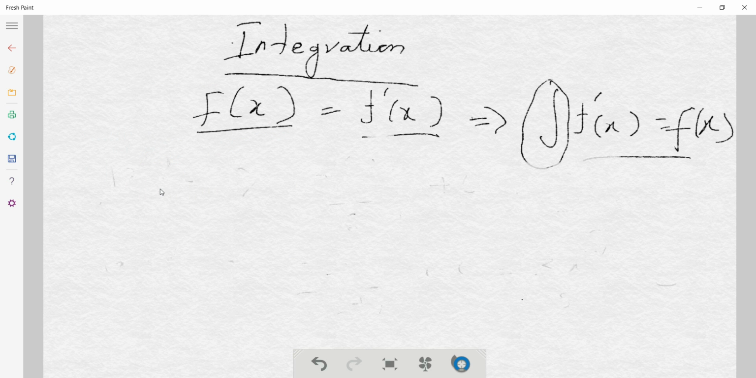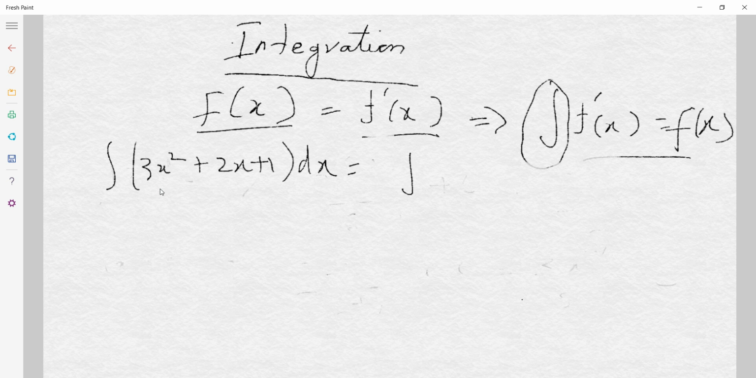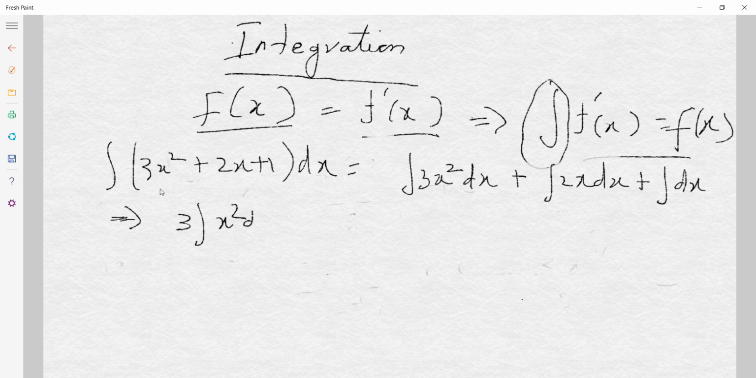Okay, so we have something like the integration of 3x squared plus 2x plus 1 dx. So if you remember, we talked about a property where we split this into three parts, right? So you can write it as the integral of 3x squared dx plus the integral of 2x dx plus the integral of dx, right? And this you can split into 3 times the integral of x squared dx plus 2 times the integral of x dx.